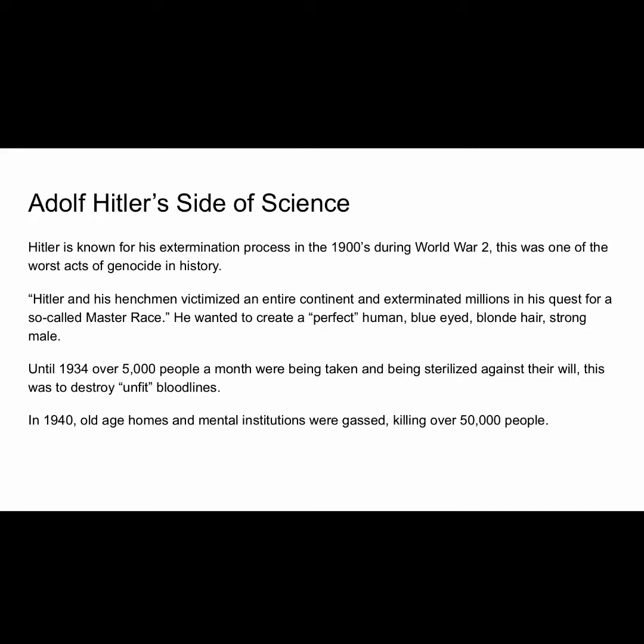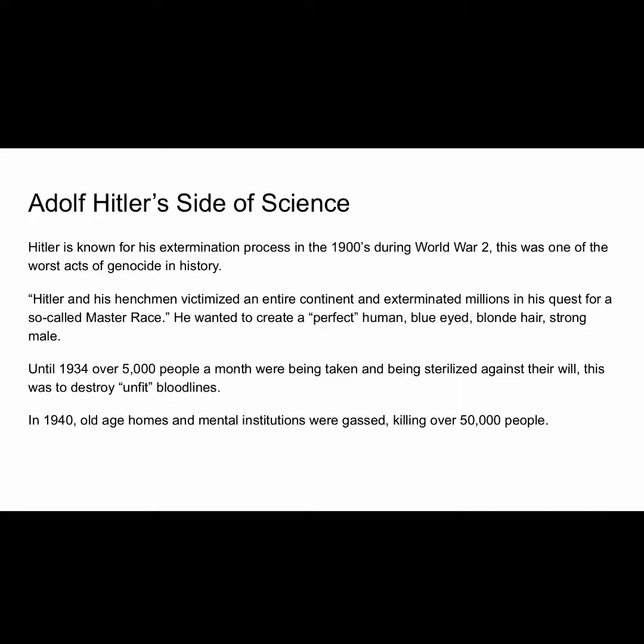When we think of unfit humans and the elimination of them, we often think back to the Holocaust. This is when Adolf Hitler exterminated hundreds of thousands of people because they were deemed unfit. Hitler had a master race in his eyes. The perfect human was blue-eyed, blonde-haired, strong, and preferably male. In order to create this perfect race, Hitler created one of the worst genocides in history. Up until 1934, over 5,000 people a month were being taken and sterilized against their will because they were deemed unfit and their bloodlines had to be destroyed.